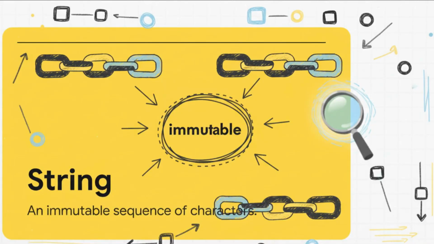Okay, here's the official definition. A String is an immutable sequence of characters. Now, I want you to focus on that one word, immutable. If you take only one thing away from this whole explainer, let it be that word, immutable. It is the secret that unlocks everything else we're about to talk about.